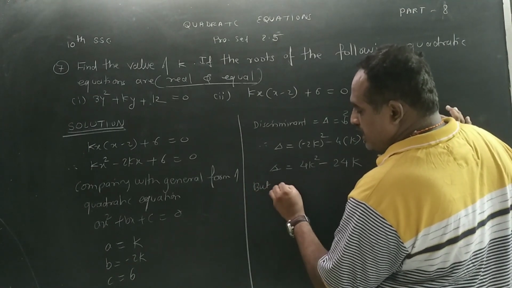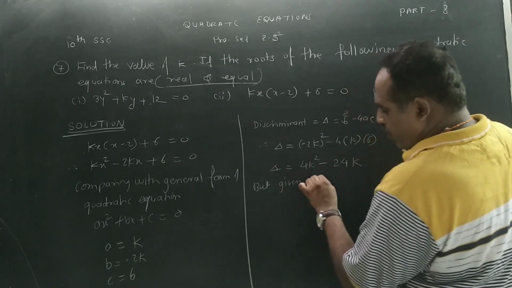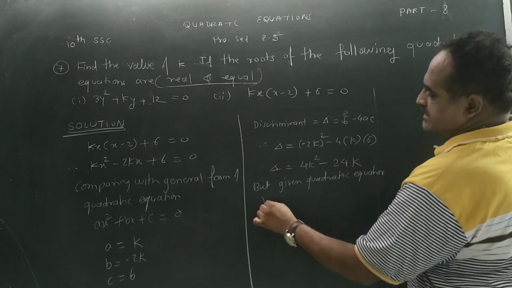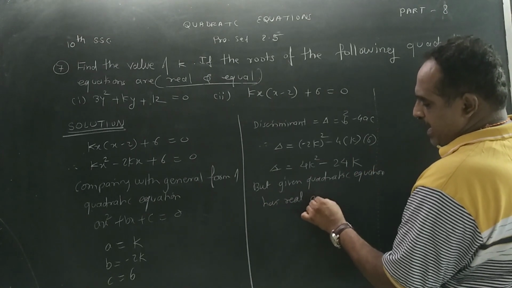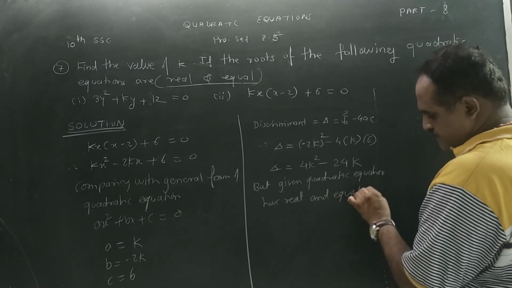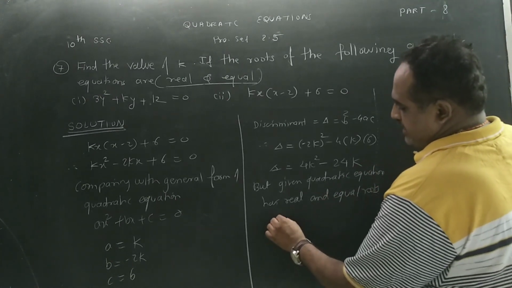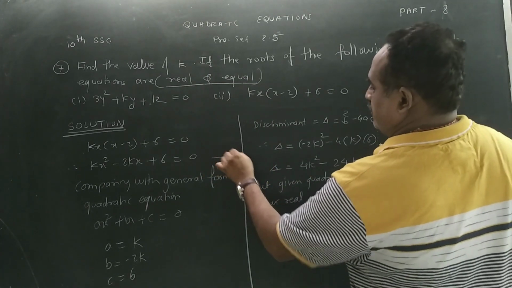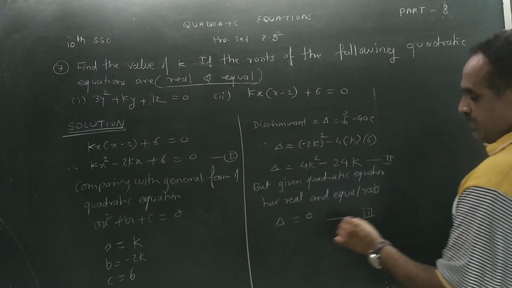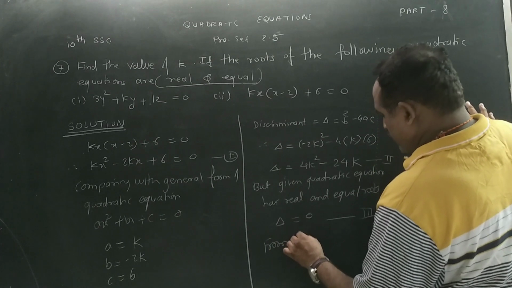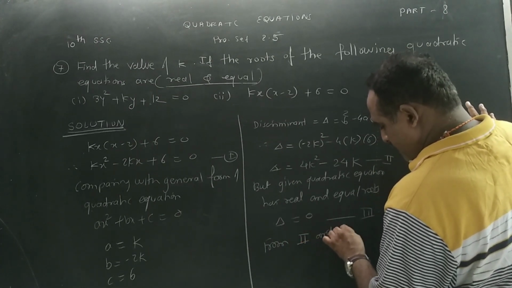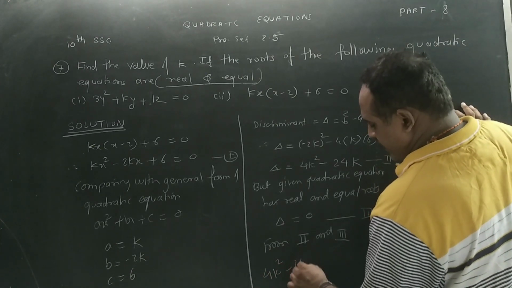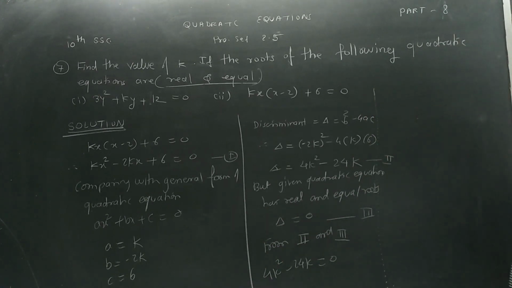But the given quadratic equation has real and equal roots, so delta is equal to 0. I will call this equation 1, equation 2, and equation 3. From 2 and 3, what can I write? 4k square minus 24k is equal to 0.